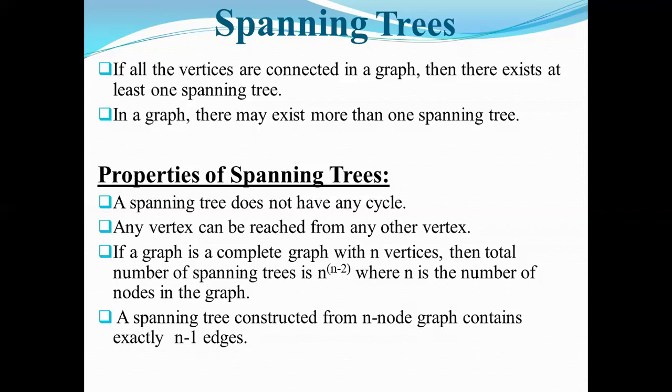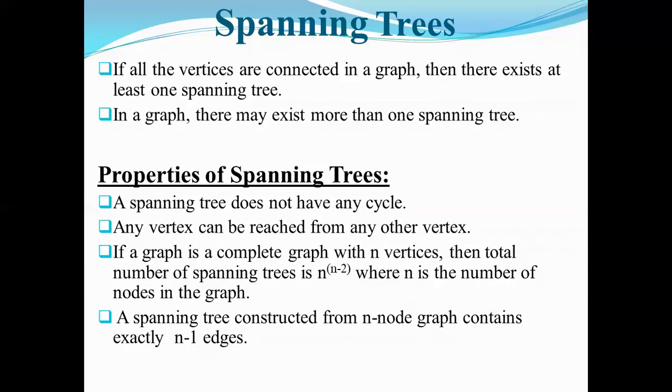So what are the properties of a spanning tree? As I told earlier in the definition, a spanning tree doesn't have any cycle, because you must include all the vertices. What do you mean by tree? A tree must not contain any cycle. If a cycle is there, it becomes a graph again. So a spanning tree doesn't have any cycle. Whatever edges make a cycle, you are supposed to remove those edges from the graph. Like that, construct all the possible spanning trees.